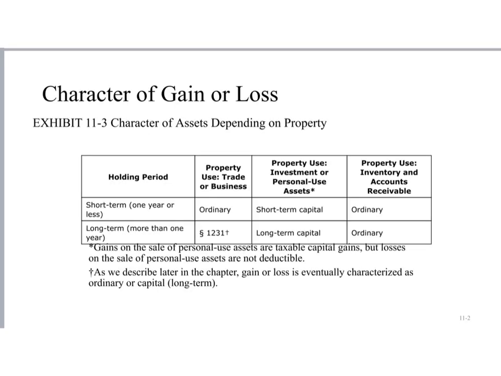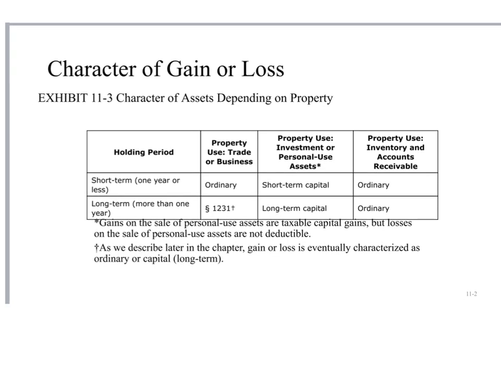All right, so we've talked before about the character of income, and specifically the character of gains and losses. So this slide kind of sums things up, but it also introduces the last topic that we're going to discuss, and that's section 1231. Remember really that when we talk about property, we have to pay attention to its holding period and then its use, and those things are going to determine how we tax the gains and losses on that property.